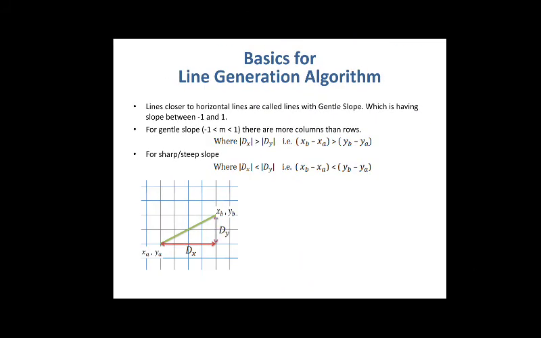This vertical distance is called dy. So whenever I am saying my dx is greater than dy, at that time the line is called a gentle slope. Now you can see here the dx value is greater than the dy. So this slope is a gentle slope, right?